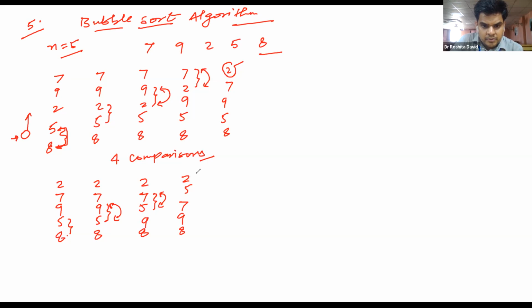And then here, if I compare these two, no changes. Two fives. There is no need of this comparison, because this number is the smallest one already. So no need to compare this. So we need three comparisons here.